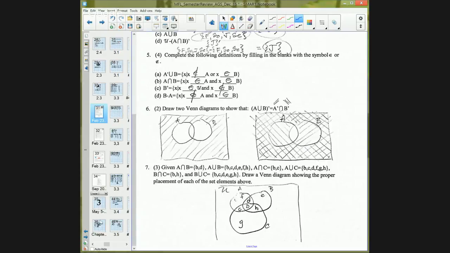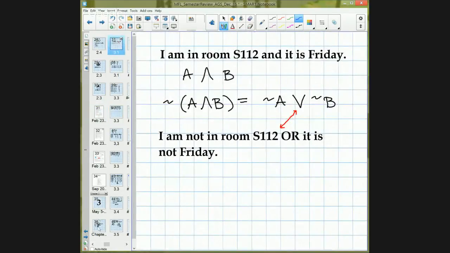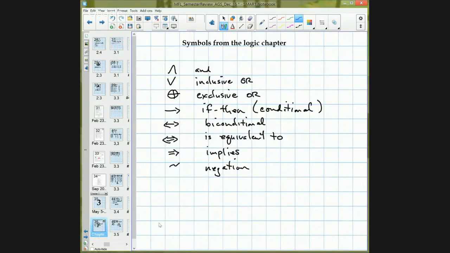Let's go look at Chapter 3. Okay, 3 was the start of logic, and we already did this in class. Remember, we have all these new symbols now. We got the inclusive or and the one that's not in the book, the exclusive or. If then, biconditional, is equivalent to is not really an operation. It's more like a linking verb, like an equal sign kind of. And implies and negation. Okay.